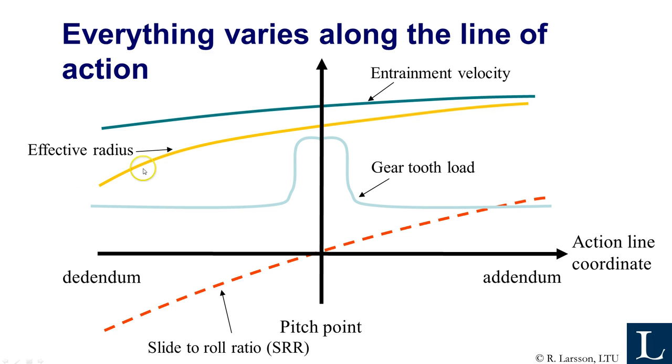The entrainment speed, the average speed of the surfaces, is also varying all along the line of action, and so does the effective radius. You remember from elastohydrodynamic lubrication that you need a kind of effective or equivalent radius of the cylinder in contact with a flat plane. And if you change the curvature of the gear teeth in the different positions, you will find that the effective radius is varying from first engagement to last engagement, something like that.